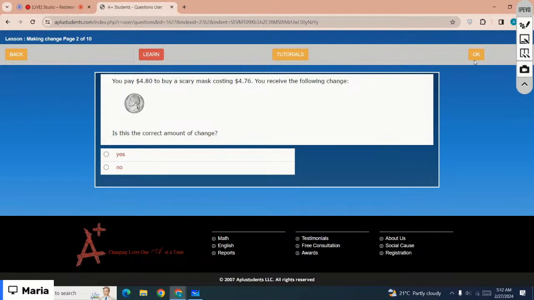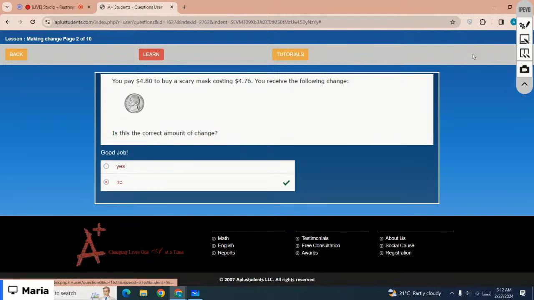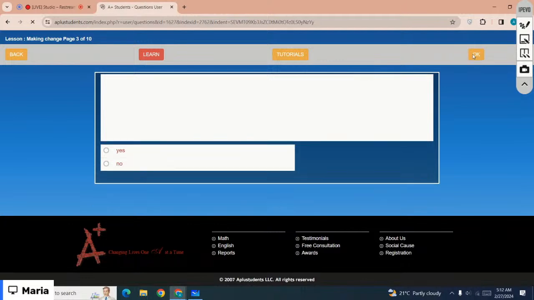The correct option is no. This is 5 pennies, right? You must have four. So the correct option is no. This is more than you get, right? You pay $5.75 to buy a coffee mug costing $5.63, right? You receive the following change. Is this the correct amount of money? 75 and 63, which is the correct option?